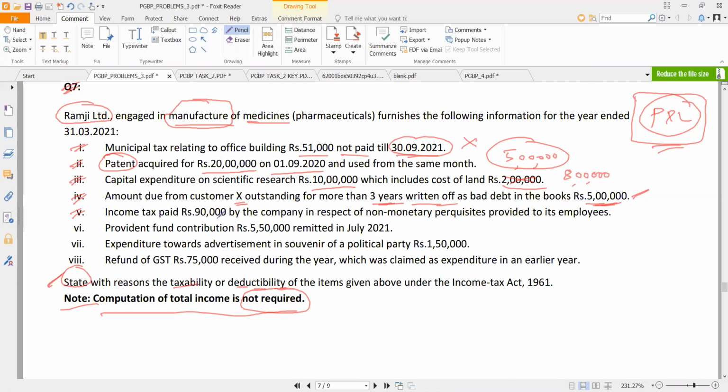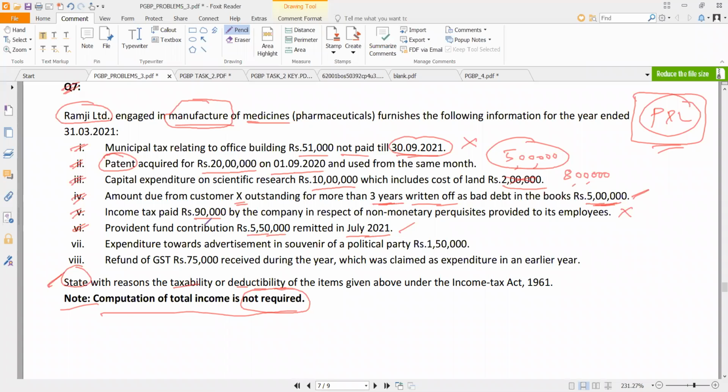Point number five, income tax paid, 90,000, by the company in respect of non-monetary perquisites provided to its employees. No, not allowed as deduction, since the same thing is exempt for the employees on the other side under section 10(10CC). Tax paid by the company on behalf of employees in relation to their non-monetary perquisites is not allowed as deduction.